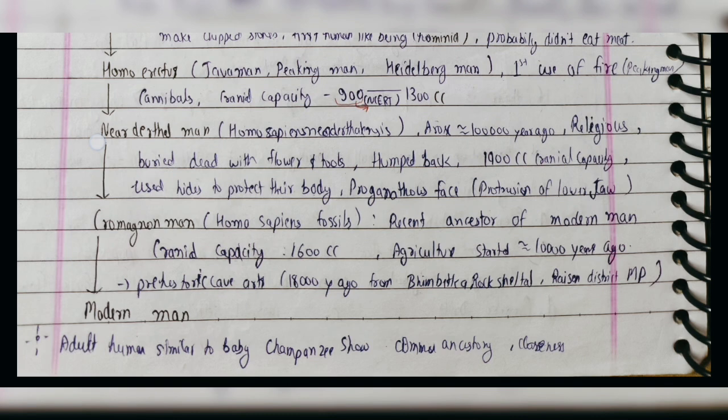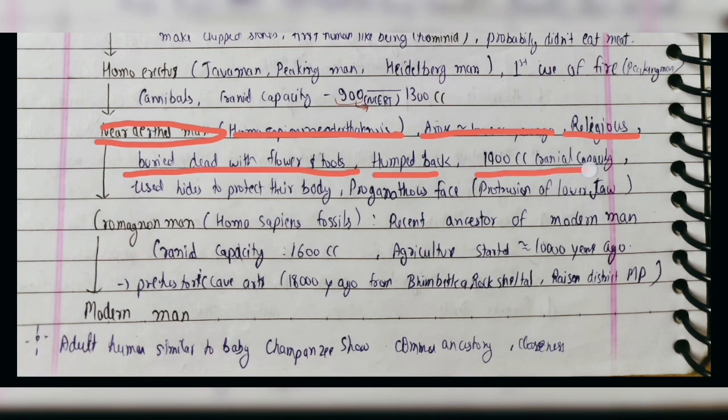After Homo erectus, next in line comes Neanderthal man, Homo sapiens neanderthalensis. They arose approximately 100,000 years ago. They were religious. They buried the dead with flowers and tools. They had a humpback and around 1400 cc cranial capacity. They used hides to protect their bodies, and they had a prognathous face, meaning protrusion of the lower jaws.